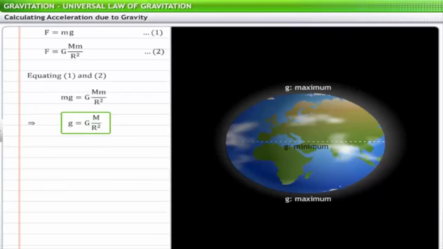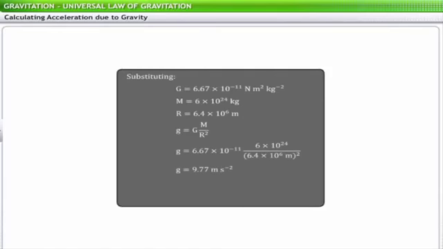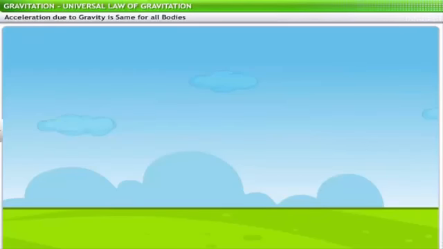To calculate the value of acceleration due to gravity g, we need to substitute the values of the universal gravitational constant G, mass of the Earth M, and radius of the Earth R in the expression we derived. On substituting and simplifying, we find that the value of g is approximately 9.8 meter per second square. Acceleration due to gravity at a place on Earth is the same for all bodies, irrespective of their masses.